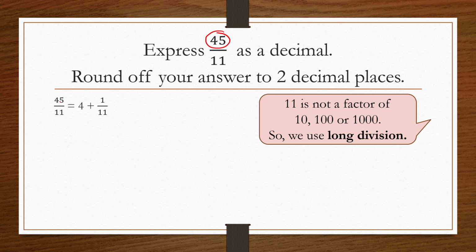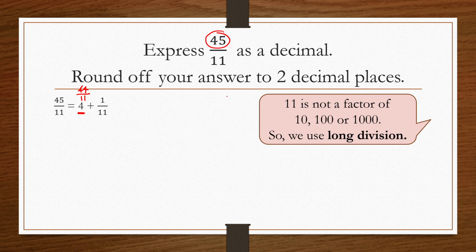So 45 over 11, I can take out 4 wholes first, because this 4 wholes is essentially 44 over 11. So 45 is made out of 44 and 1. This is where the 4 wholes came from. So whatever our answer here, we must remember there is going to be 4 wholes and something else. So it's going to be a 4 point something something.